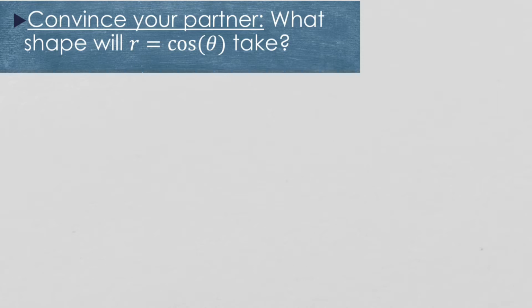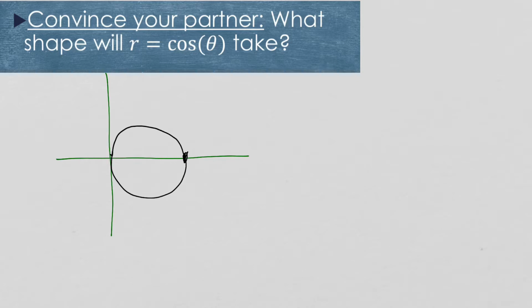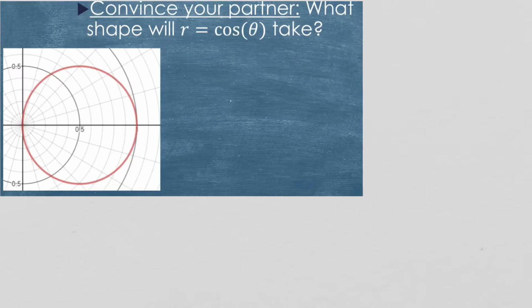Well, since the amplitude is 1, we know this is going to be a circle, specifically right at 0 degrees, it's going to be at 1. That's going to be my diameter. It'll look something like that. This is specifically what it looks like from Desmos here.